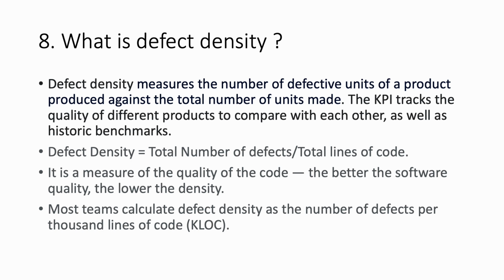What is defect density? Defect density measures the number of defective units of a product produced against the total number of units made. The KPI tracks the quality of different products to compare with each other as well as historic benchmarks. Defect density equals total number of defects divided by total lines of code. For example, if you have 5 defects and 1000 lines of code, you divide 5 by 1000. This would result in a defect density of 0.005. It is a measure of the quality of the code. The better the software quality, the lower the density.